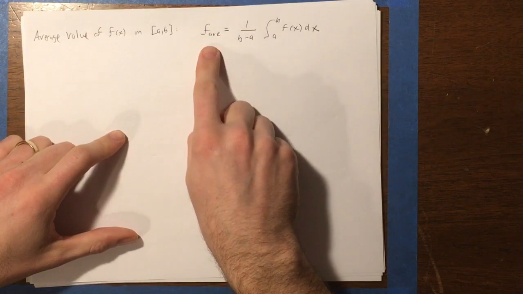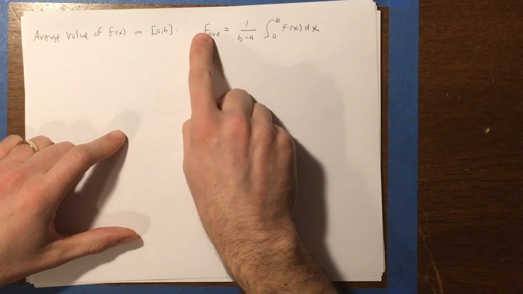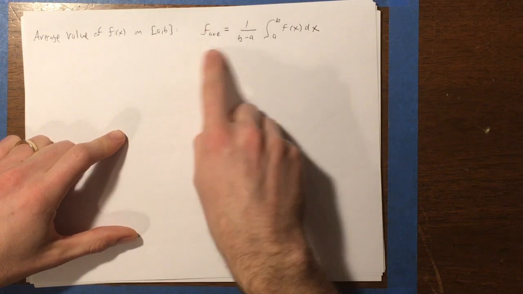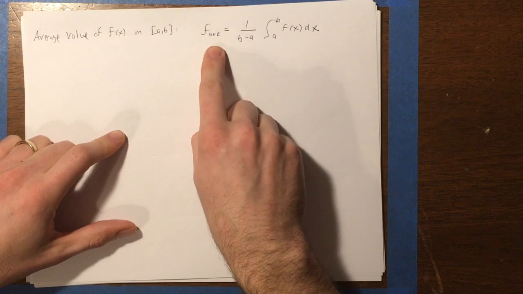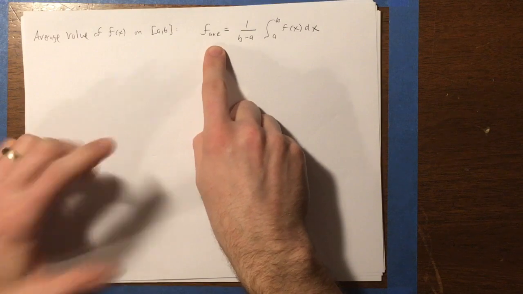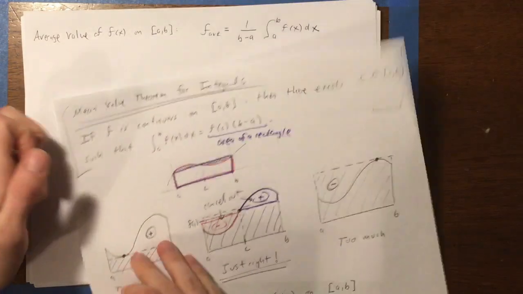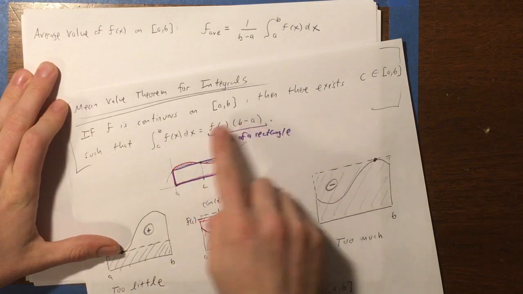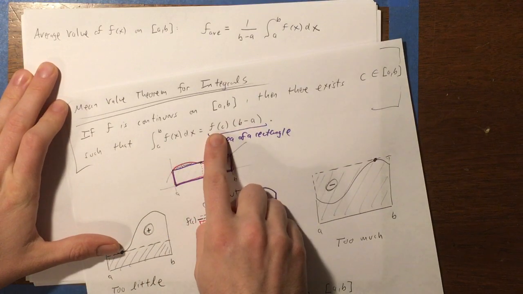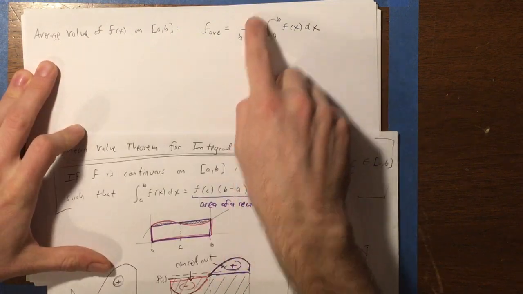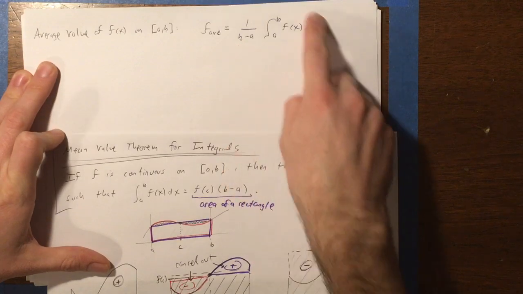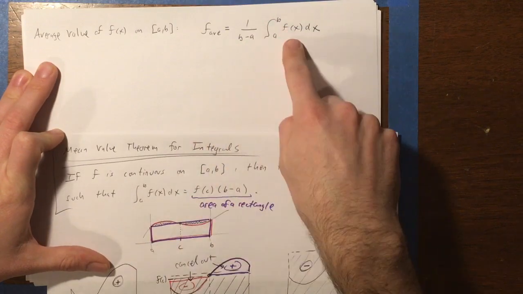So I've changed it. Instead of writing f of c, I've just written f subscript ave. This is just notation which means f average. And the formula we would get for that is just the formula from the mean value theorem solved for f of c. So we divide both sides by b minus a. That's what the 1 over b minus a is doing here. And then we're just obviously taking the integral.